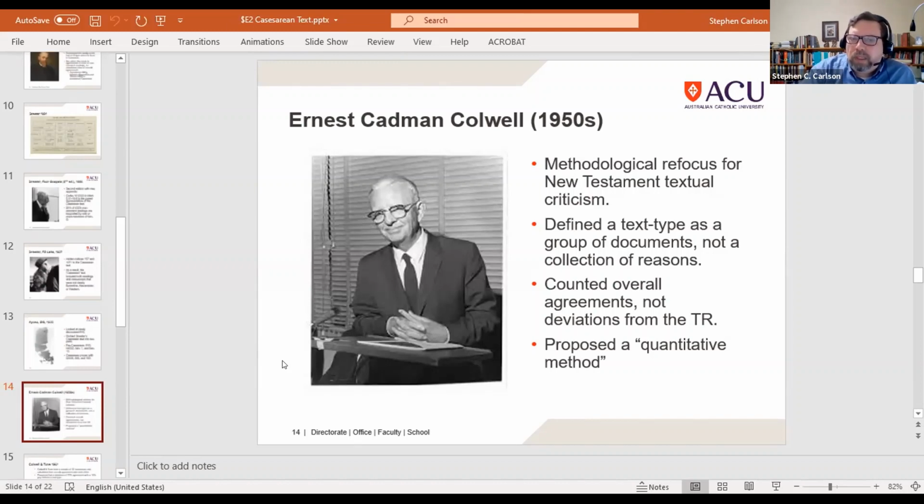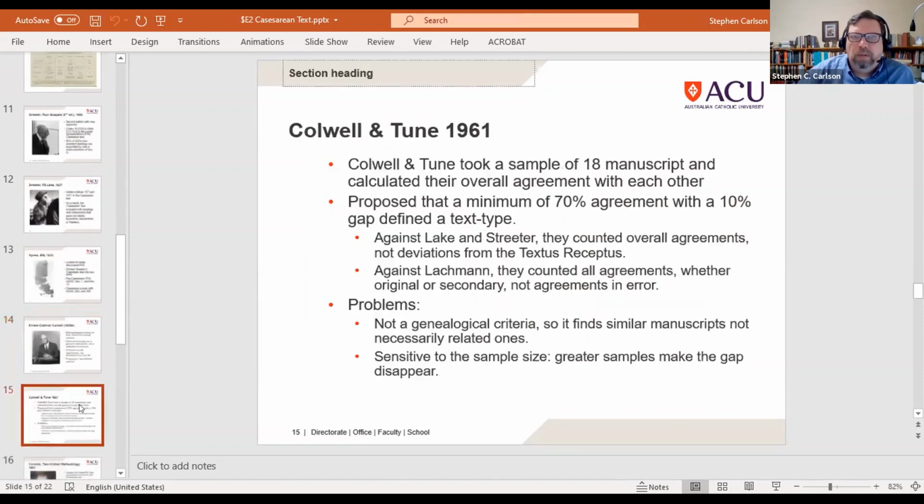And Colwell, what he's famous for, and it's like one article that he co-wrote with Ernest Toone, is that he proposed a quantitative method. So part of his methodological refocus is to be a little bit more rigorous and exact about how you define text types. And so we get this famous article from 1961 where he and his colleague, Ernest Toone, took a sample of 18 manuscripts and calculated their overall agreement rates with one another. And they chose the best documentary representatives of these types as they were already known.